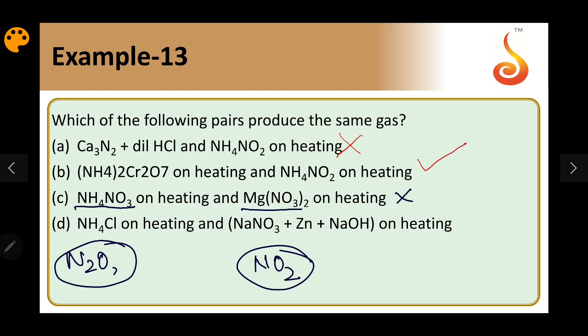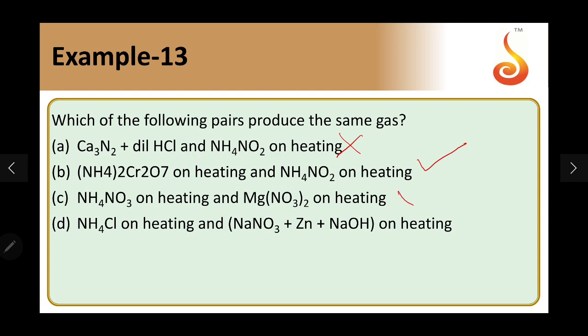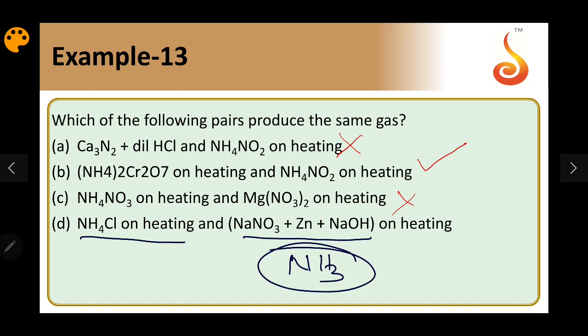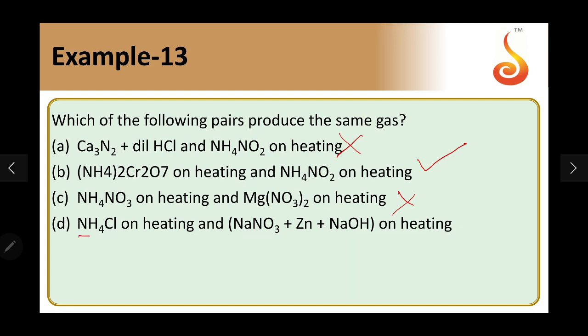In case of the fourth one, ammonium chloride on heating will give ammonia and HCl, and even NaNO3 with zinc and NaOH will give ammonia. So both are able to give ammonia gas. So this option is also right. So NH4Cl on heating, NaNO3 with zinc and NaOH on heating will give ammonia. So the options should be B and D.